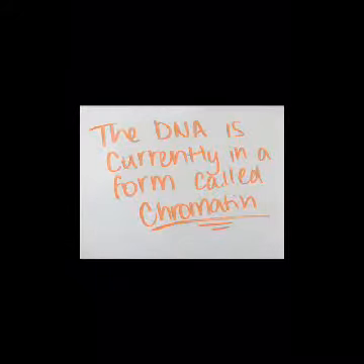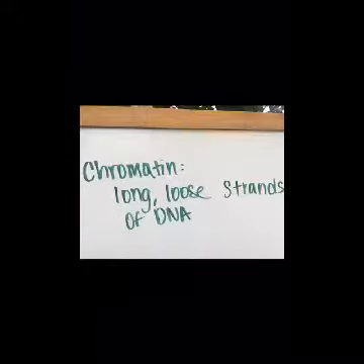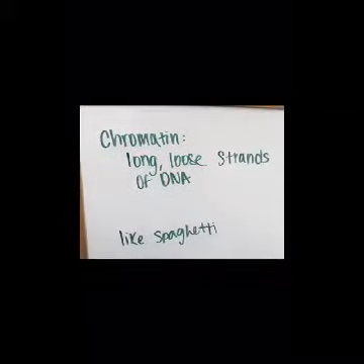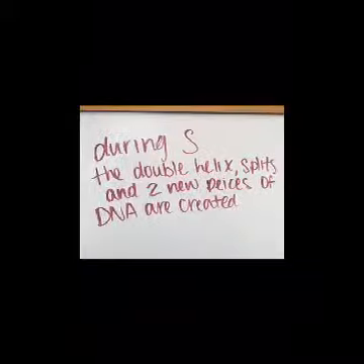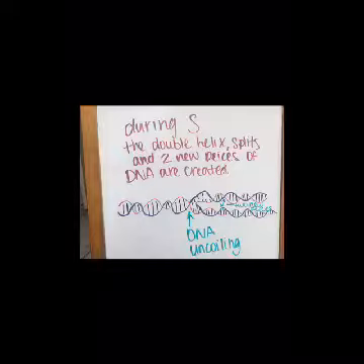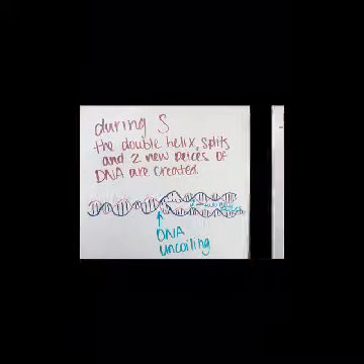DNA is currently in a form called chromatin. Chromatin, long loose strands of DNA, like spaghetti. During S, the double helix splits and two new pieces of DNA are created. See? DNA uncoils and two new pieces.